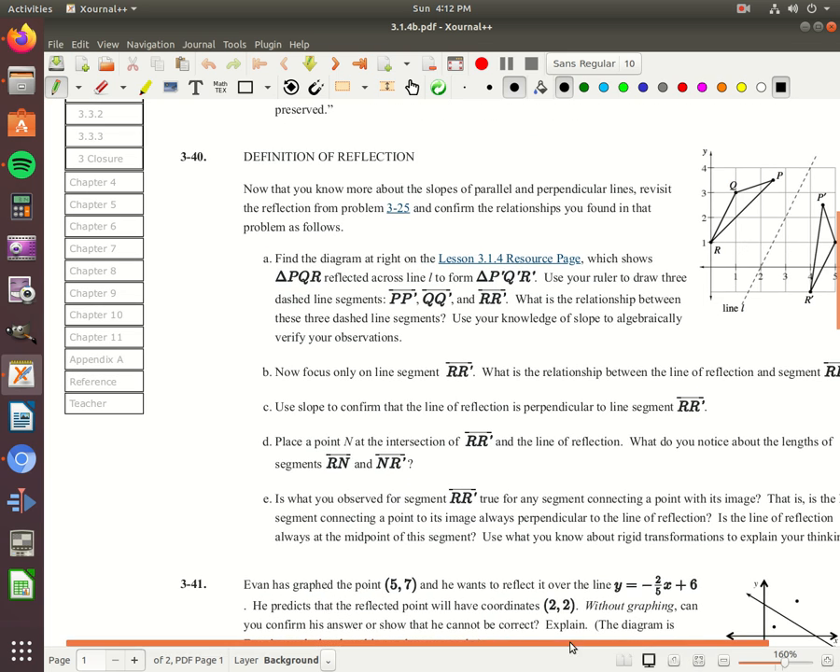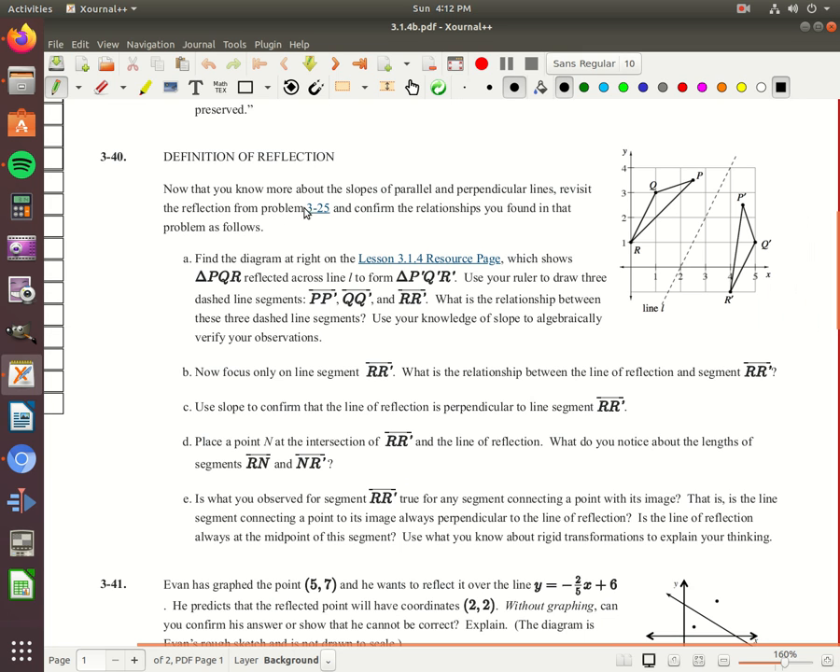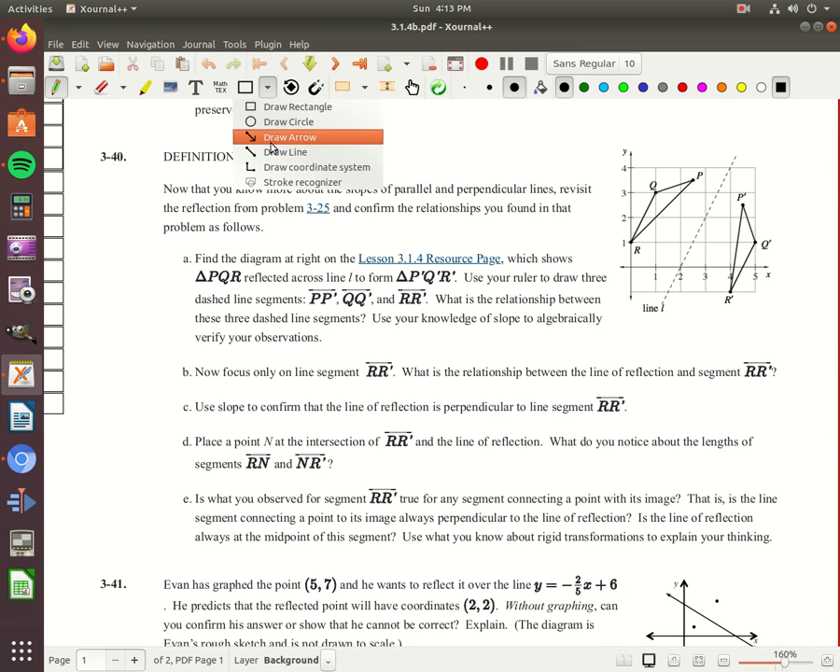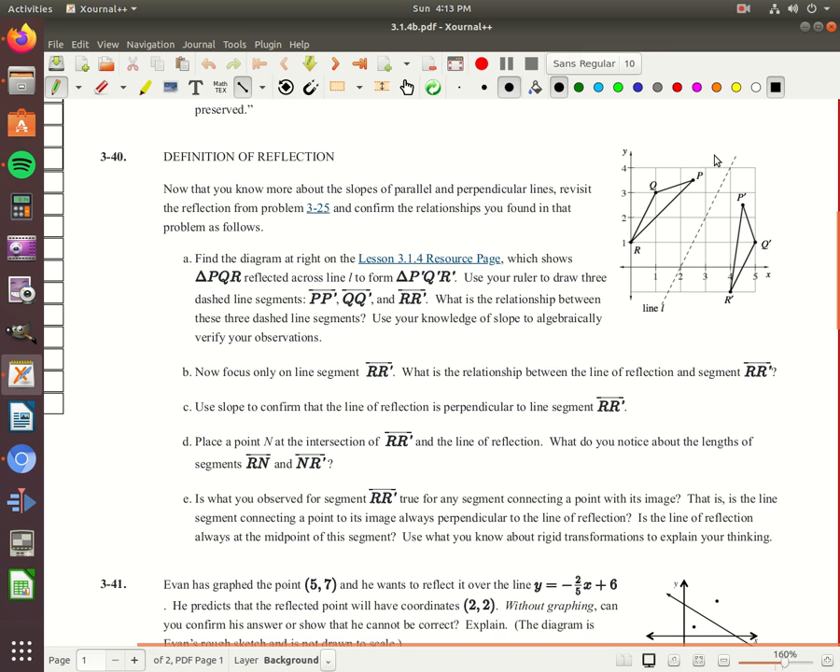So 340 says, definition of a reflection. Now that you know more about slopes of parallel and perpendicular lines, revisit the reflection from 325 and confirm the relationships. So find the diagram in the resource page, but I'm probably just going to do it here because it's essentially this. And at least I'll have the words here so I can mark this up as I go. Which shows PQR reflected across line L to form P prime, Q prime, R prime. Use your ruler to draw 3 dashed lines, segments. I don't think my lines will be dashed, but that should be okay.